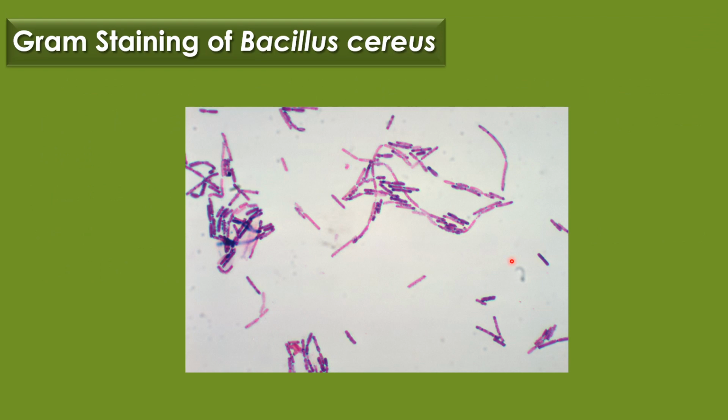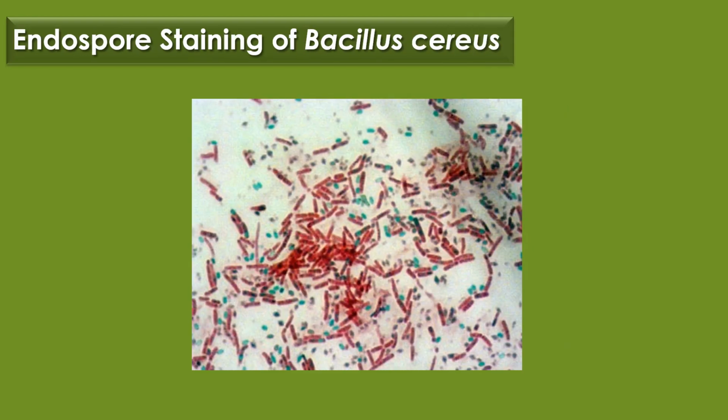This image shows the Gram staining of Bacillus cereus. This is Bacillus cereus, which is observed as gram-positive rods. And this image shows the endospore staining of Bacillus cereus. Here, endospores are observed in green color and the vegetative cells are observed in red color.